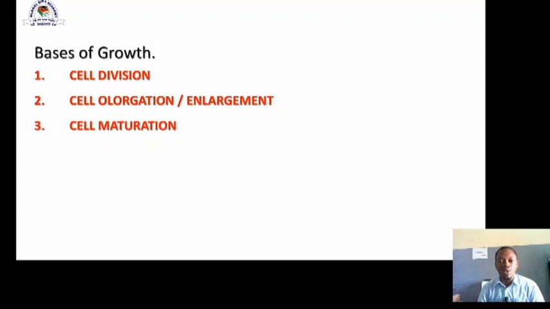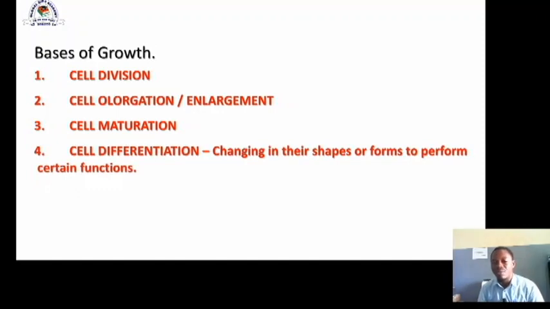And the next basis of cell growth is cell maturation. When the cell divides and it becomes enlarged, the next thing is it becomes mature. And as it matures, it becomes differentiated, which we term cell differentiation, which means changing in their shapes or forms to perform certain functions. So the cell divides, it elongates or enlarges and becomes mature, and then becomes differentiated. And when it becomes differentiated, it changes in its form or its shape or its structure generally, so that it can perform certain functions.